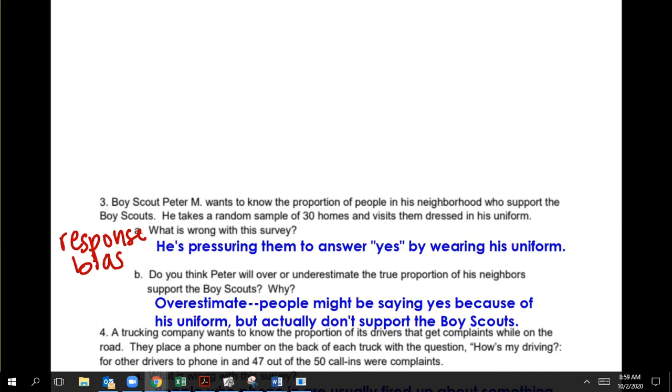Okay, last question we have is a trucking company wants to know the proportion of its drivers that get complaints while on the road. So they put a phone number on the truck and they say, how's my driving? You guys have seen those when you're driving around. It's probably the case with you, as it is with me, that unless that truck driver is doing something very bad, I'm not going to call and tell them that he's doing a great job, or she. I'm not going to call the phone and say, I just want to let you know this truck driver is a really great driver. But if they cut me off or are driving really erratically, then I might feel inclined to call and complain about it.